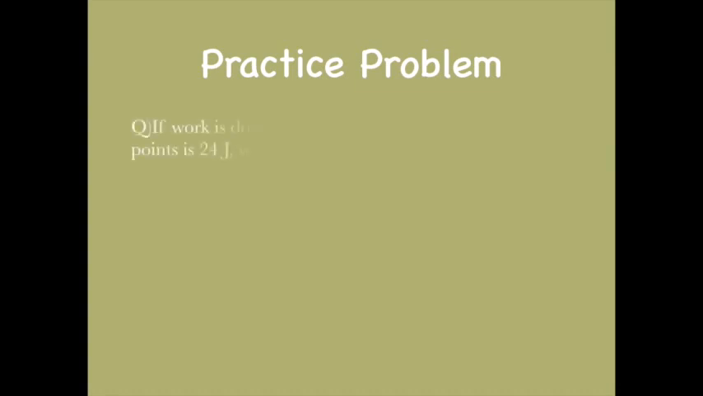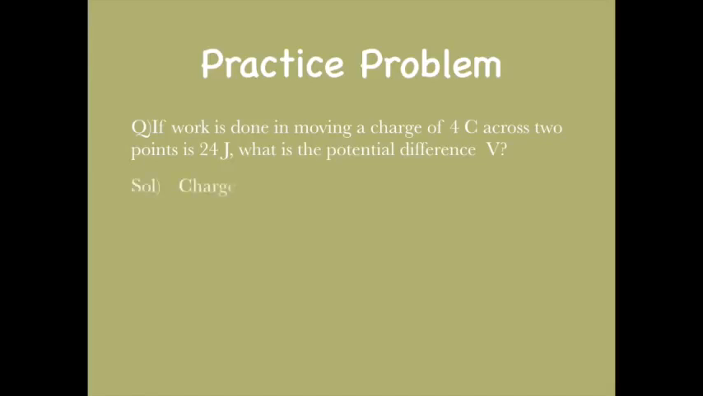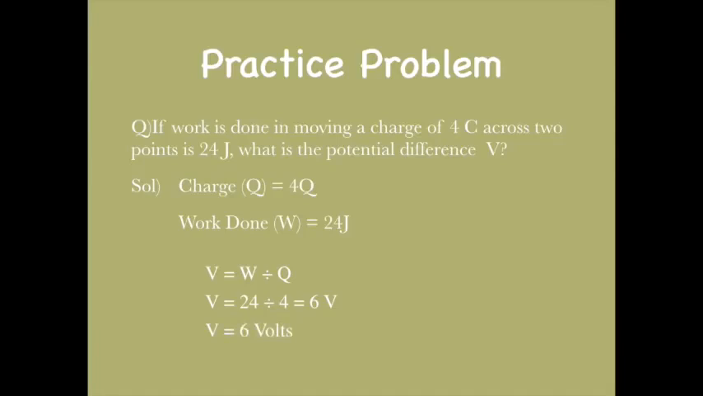The other question is: a charge of 4 coulomb moves across 2 points and the work done is 24 joules. Find the potential difference. So in this particular question, I have charge to be 4 coulombs and the work done to be 24 joules. By using the formula V equal to W divided by Q, and on substituting the values of W and Q respectively, I get V to be 6. So the potential difference required is 6 volts. I hope this is clear.